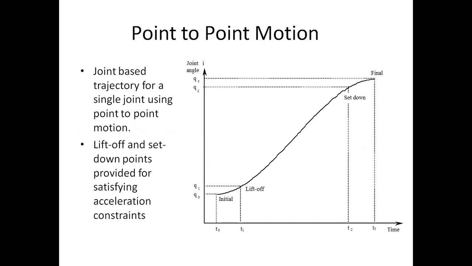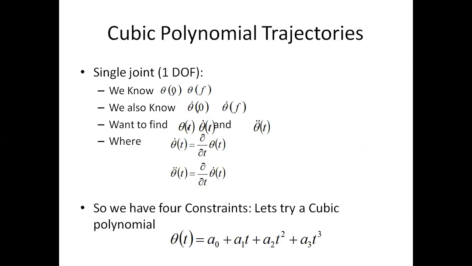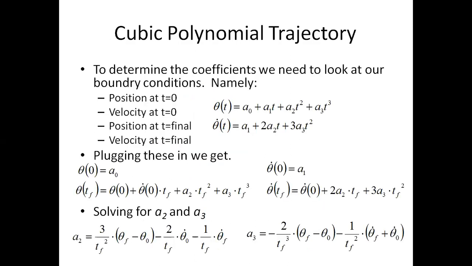For point to point motions, a joint based trajectory will be used. Similarly, lift off and set down points will be provided for satisfying acceleration constraints. The cubic polynomial trajectories, we'll have a single joint degree of freedom. So theta naught and theta f, both will be depending on each other. Similarly, we'll have four constraints. So if we take a cubic polynomial, it is a0 plus a1 t plus a2 t square plus a3 t cube. So when taking the cubic polynomial trajectory, we have to go for the boundary conditions, that is position at t equal to 0, position at t equal to final.